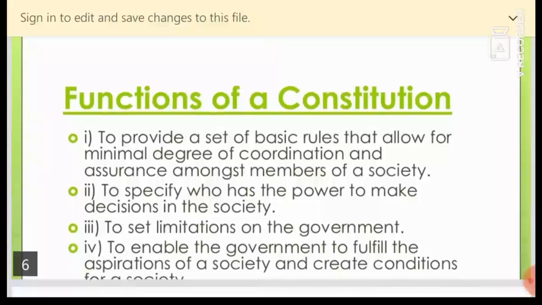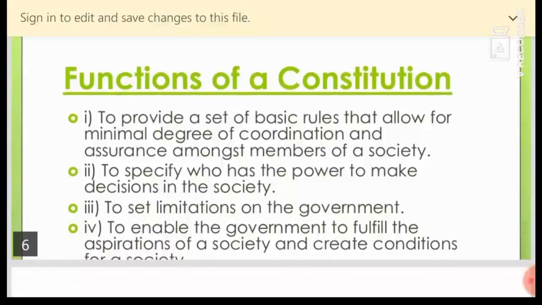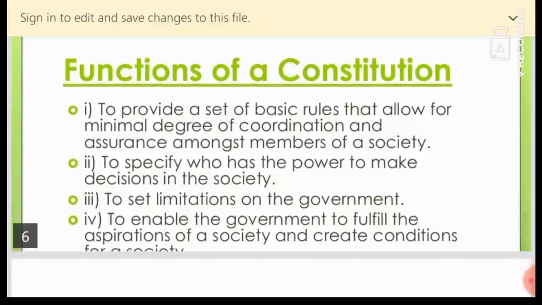Before we go ahead for studying the Constituent Assembly's working and its outcomes, let us know about the functions of a constitution. That would be letting you know how a constitution can be made effective, or what things are to be kept in mind before a constitution is prepared. These functions would also be telling you what we expect out of a constitution.